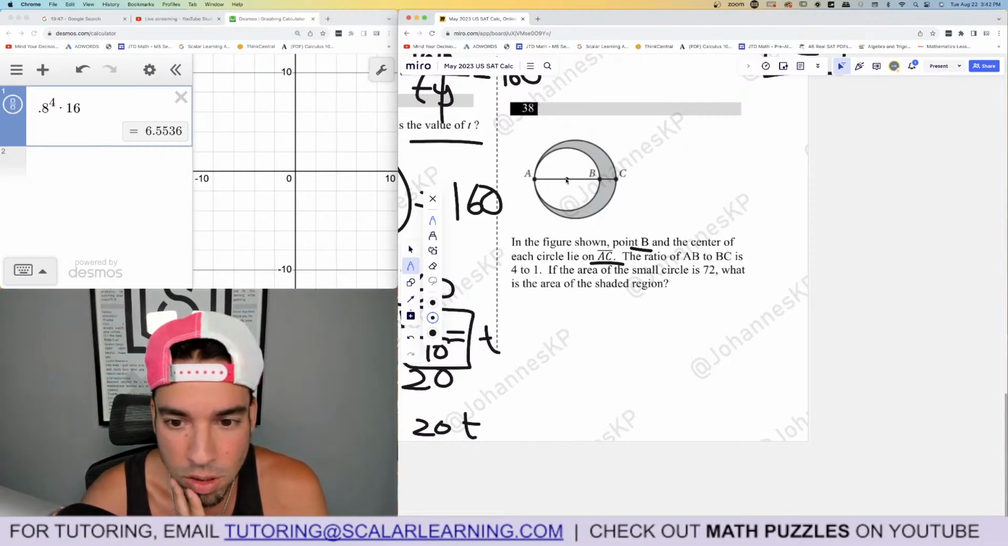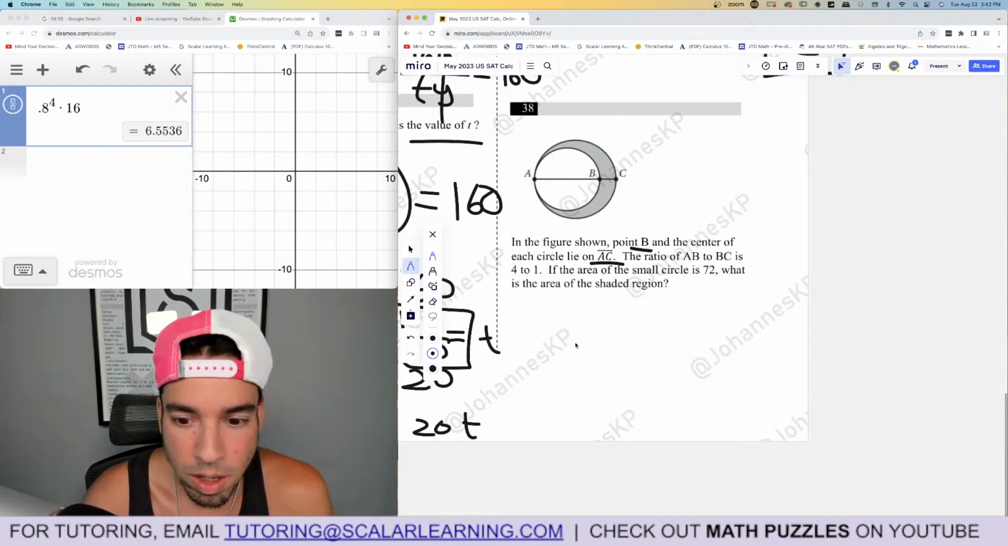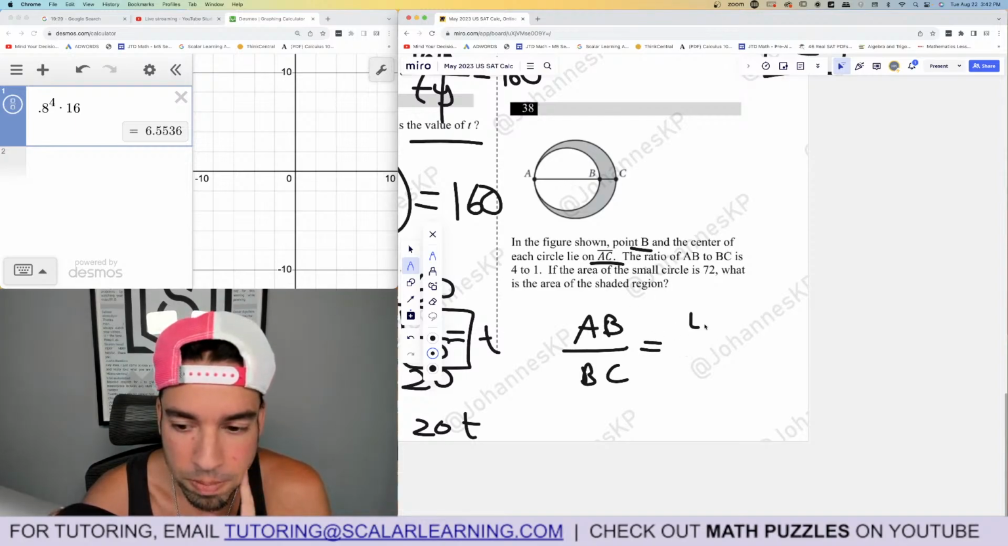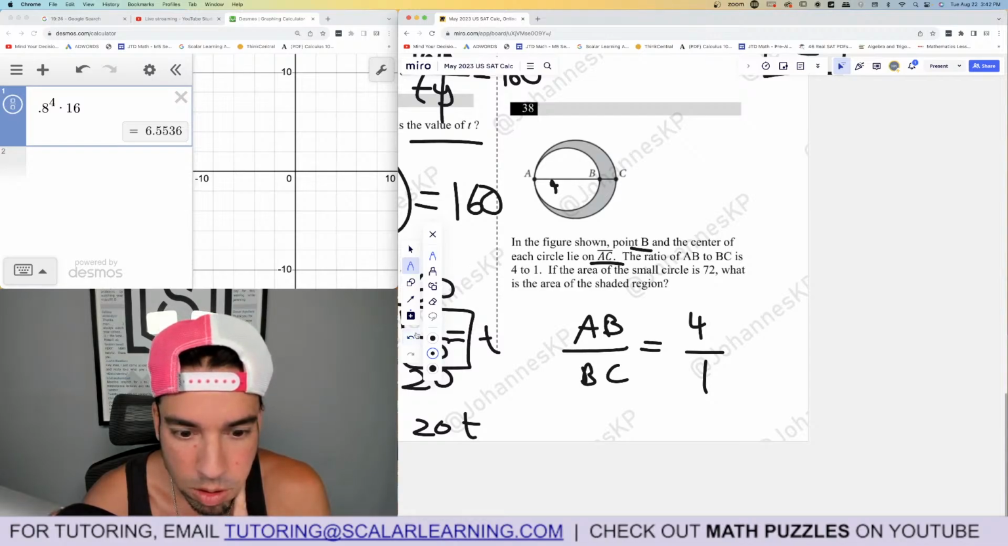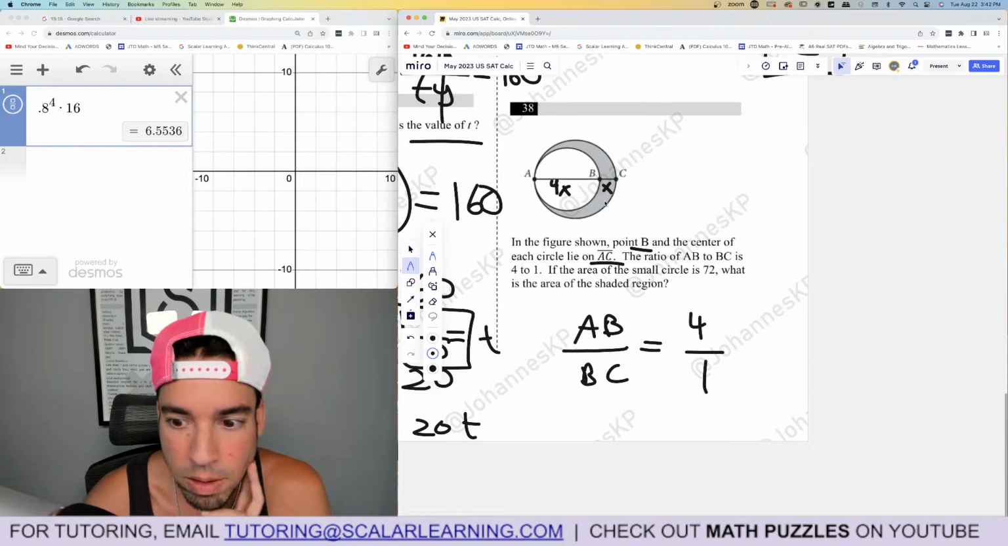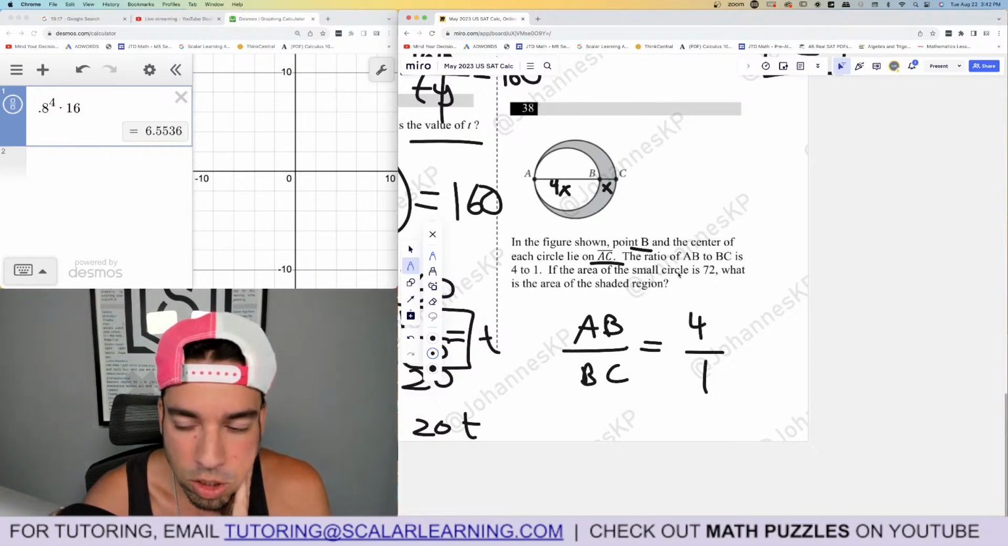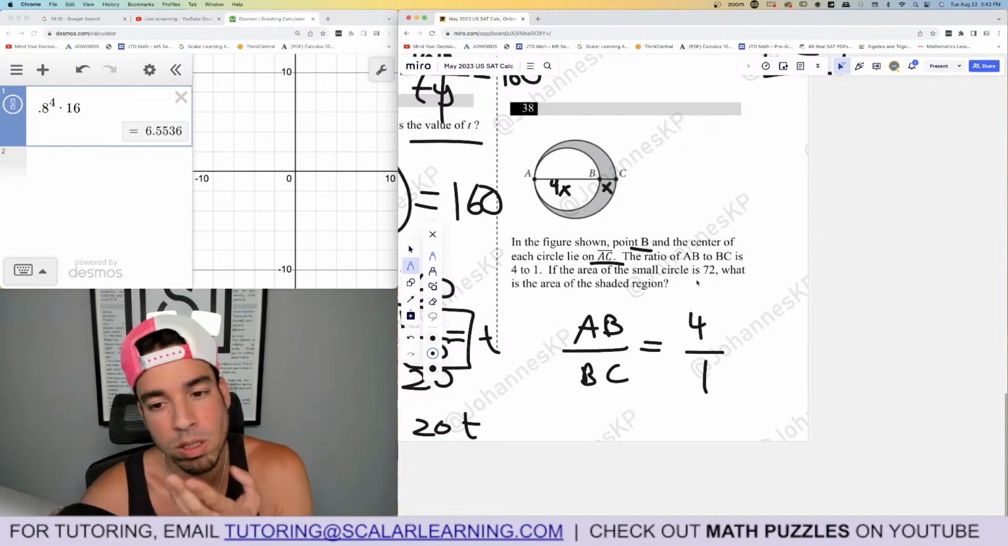Okay. So the center would be here for the little one, and maybe the center would be here for the big dog. I don't know. The ratio, wait, I don't know if I need that. Okay. The ratio of AB to BC is 4 to 1. Which means I can call this 4x, I like representing that with variables. This is 4x and this is x, okay? If the area of the small circle is 72, what is the area of the shaded region?